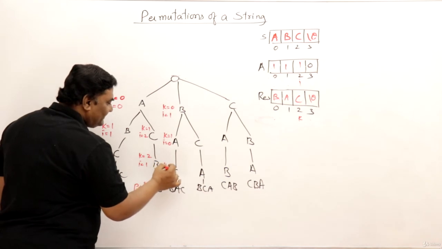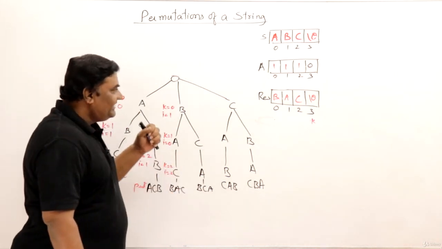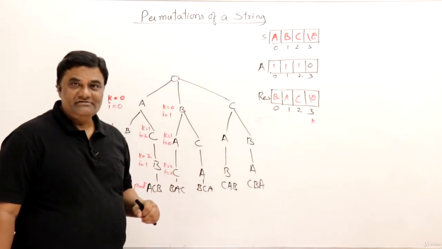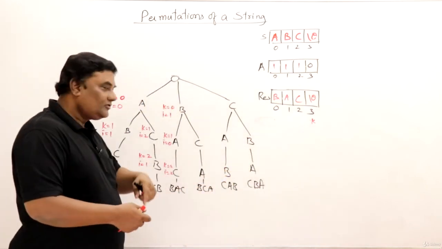So K is at 2 and I is at 2. So yes, print BAC. Here you can see that it is BAC. Yes, we got that permutation. Now as we have reached null, we have printed. Now do what? Go back.